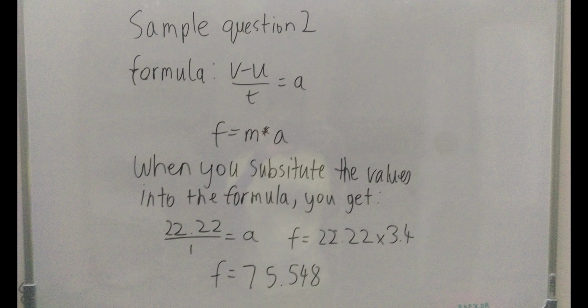When we substitute the values into the formula, we get the acceleration as 22.2 divided by 1, which is 22.2. So as we get the acceleration as 22.2, we can now find the force, which is 22.2 multiplied by 3.4. The total force is 75.548 newtons.